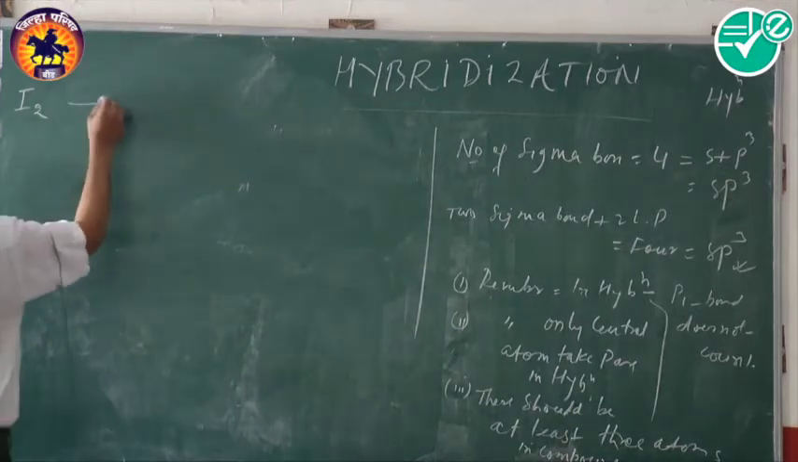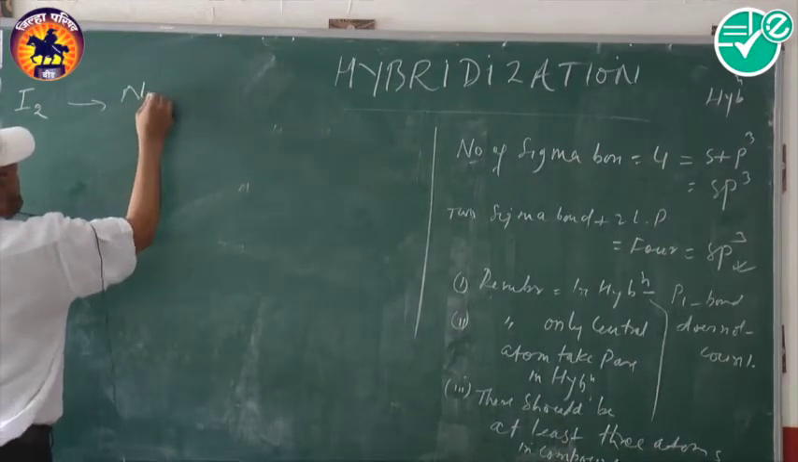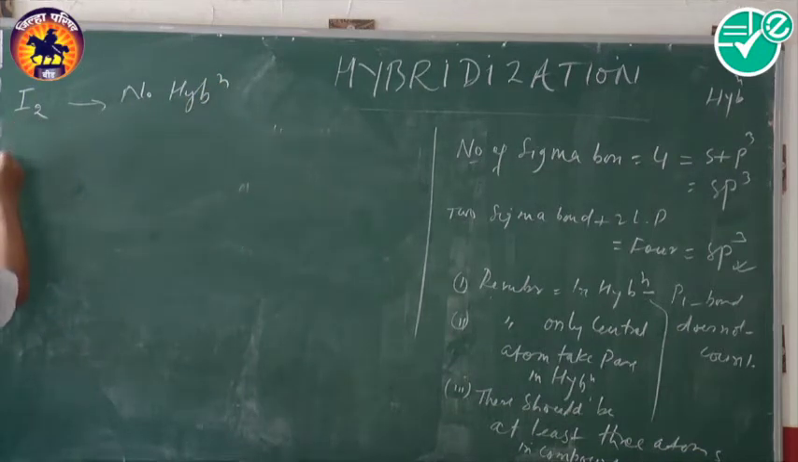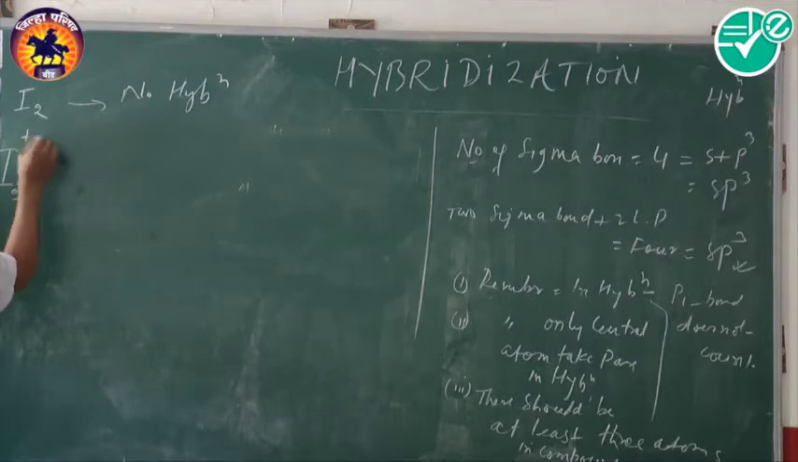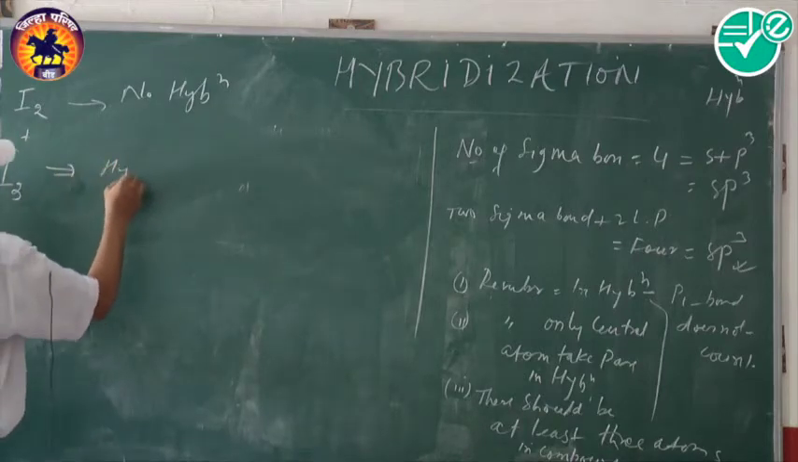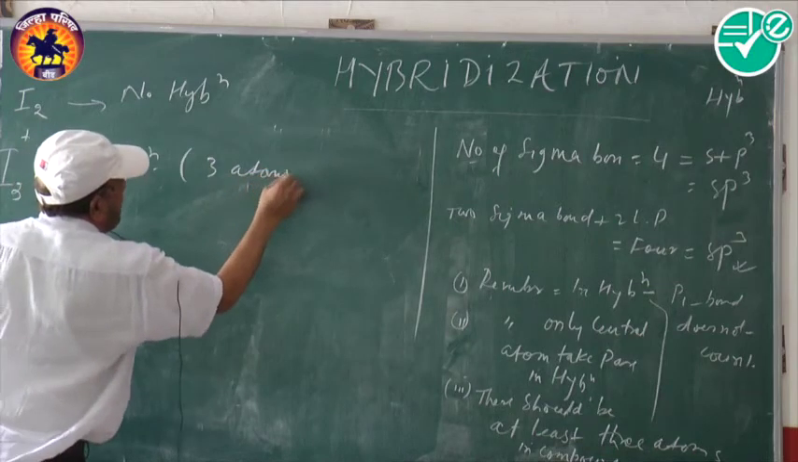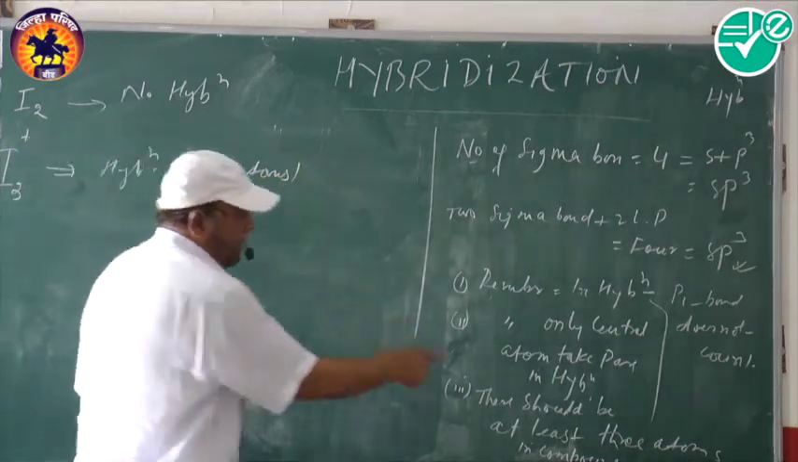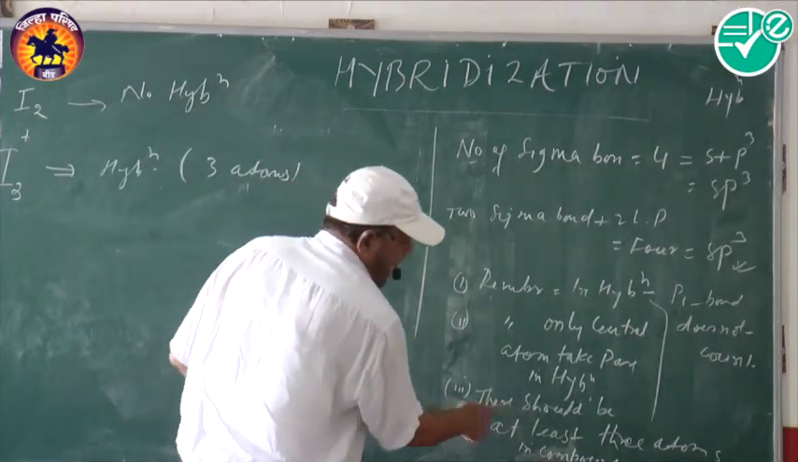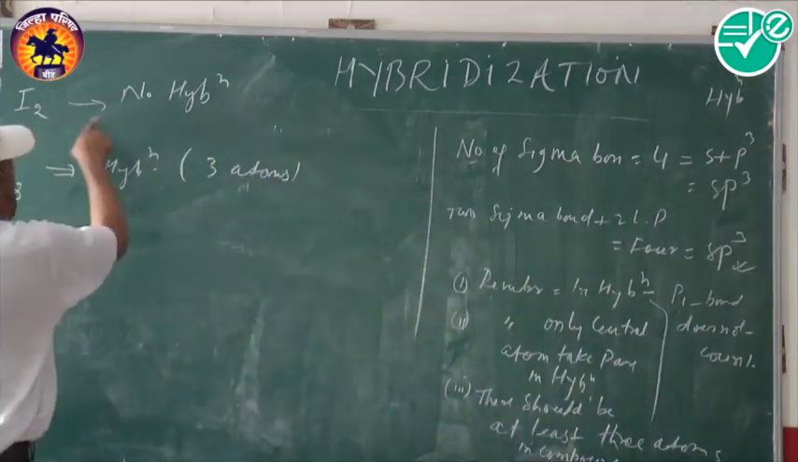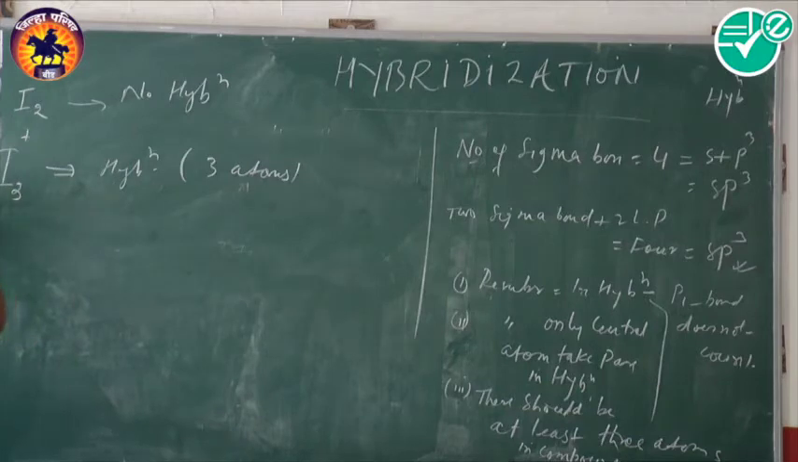No hybridization, because there are only 2 atoms. But I3 plus has hybridization, because 3 atoms. We remember, for hybridization there should be at least 3 atoms. Therefore, this I2 has no hybridization, this has hybridization.